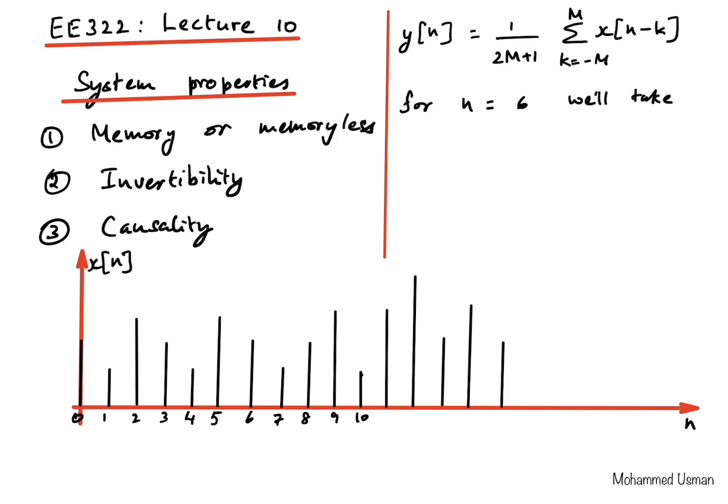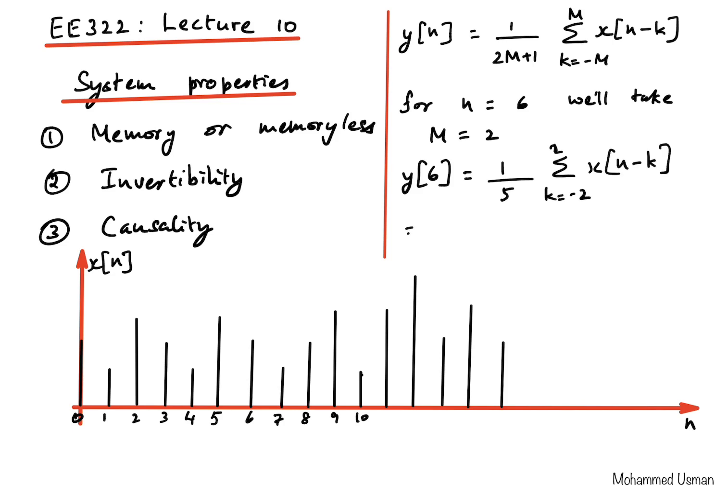We'll take the value of m to be equal to, let's say, 2. So when we have m equal to 2 and we want to find y of 6, that is for n equal to 6, what is the value of y of 6? In that case this equation will become y of 6 as 1 by 2m plus 1, 2 into 2 is 4 plus 1 is 1 by 5, summation k equal to minus 2 to plus 2 because m is 2, x of n minus k.